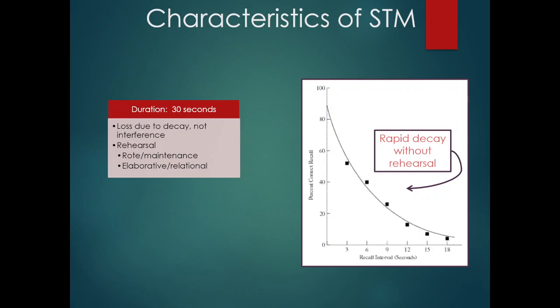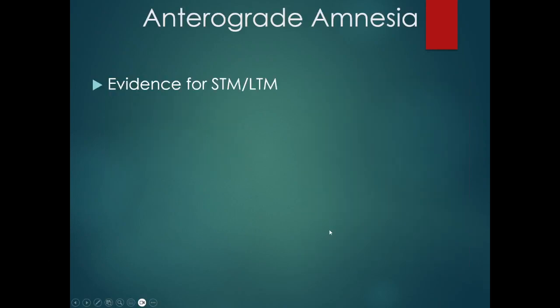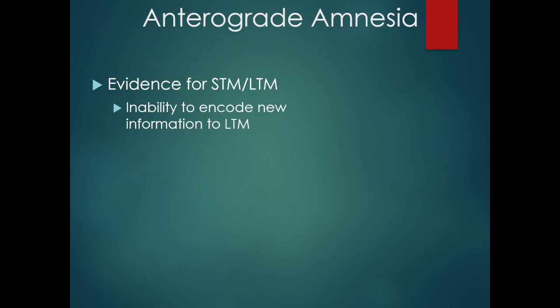Some people say, can it really matter if it's 20 or 30 seconds? Let's just say it's pretty quick. That information decays out of short-term memory. So anterograde amnesia, which is at the top of our header here, provides us with evidence for the existence of a short-term memory store and a long-term memory store. Anterograde amnesia is when you have an inability to encode new information to long-term memory.